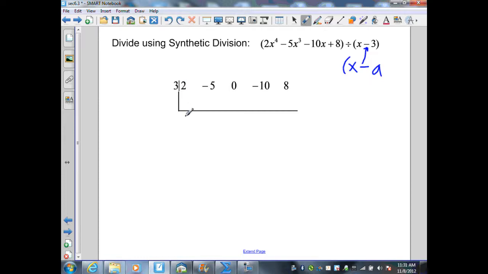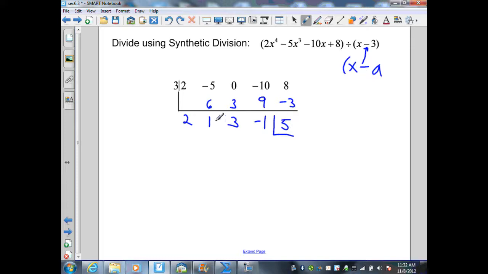Let's bring down our first coefficient. 2 times 3 is 6. Add. 6 minus 5 is 1. 3 times 1 is 3. 0 plus 3 is 3. 3 times 3 is 9. Add them. -10 plus 9 is a -1. And 3 times a -1 is a -3. And when I add, that gives me a remainder of 5.